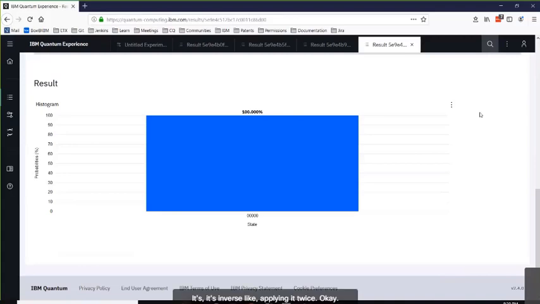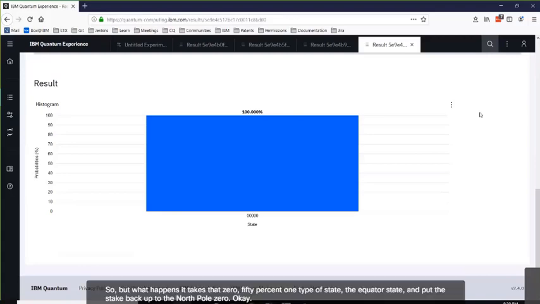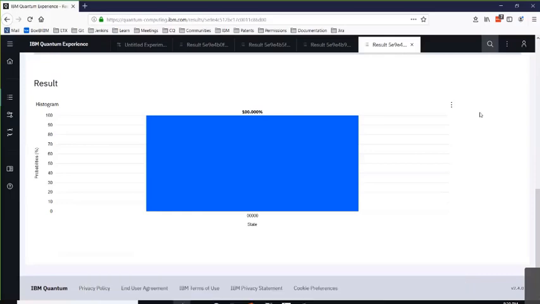It's like applying an inverter twice. They have a buffer. So what happens? It takes that 50% 0, 50% 1 state, the equator state, and puts the state back up to the North Pole, to ket 0. So what we've done is we've seen superposition. That's what that H gate illustrated, where we were both 0 and 1 energy states.